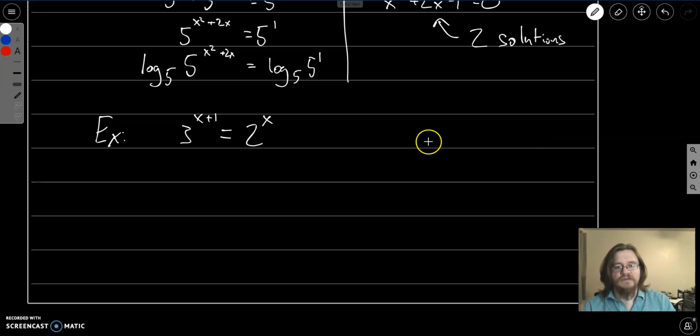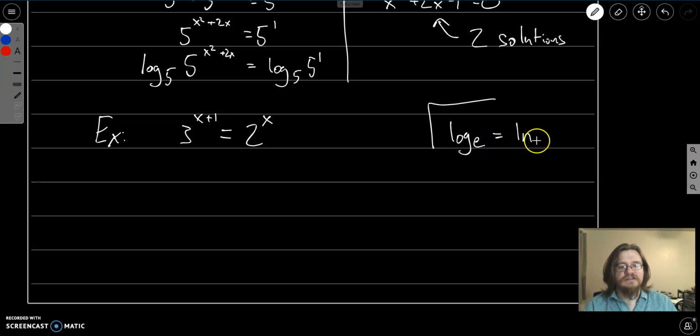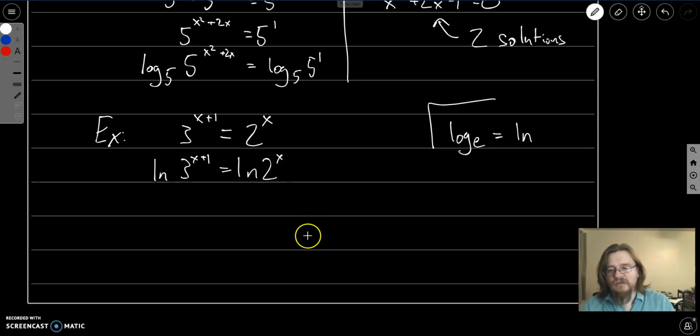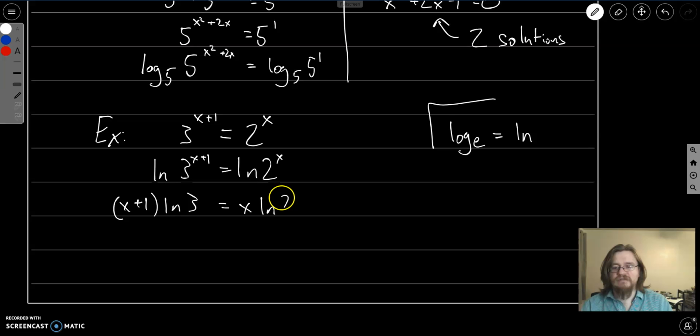So here I will define a new type of logarithm. If we use log base e, e is a common exponential number. This is what we call the natural log, which we abbreviate with ln. So this is what I'm going to use over here. I'm going to take the natural log of both sides, the natural log being one that is used quite often. And then I can bring both of these down. So we've got x plus 1 times the natural log of 3 is equal to x times the natural log of 2.